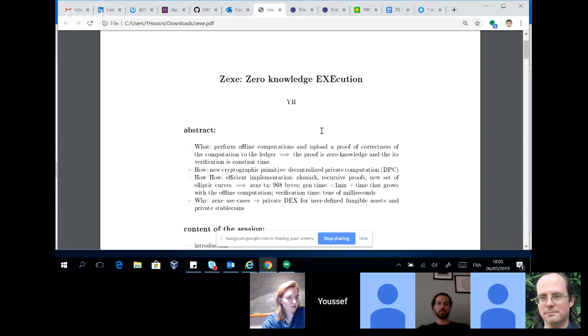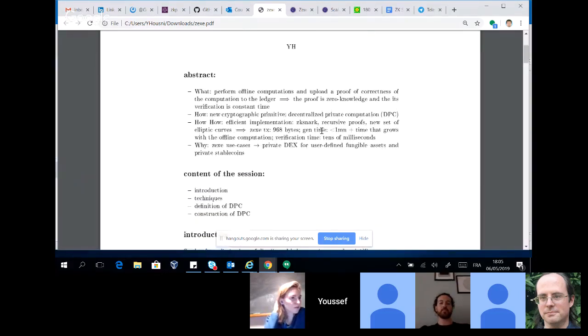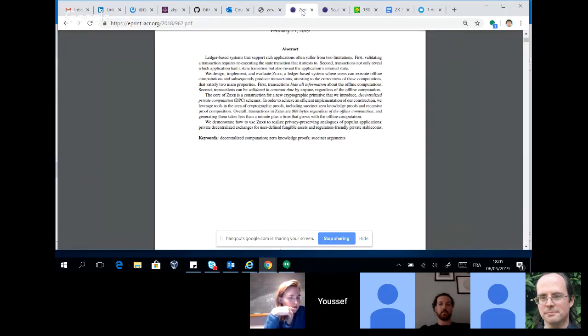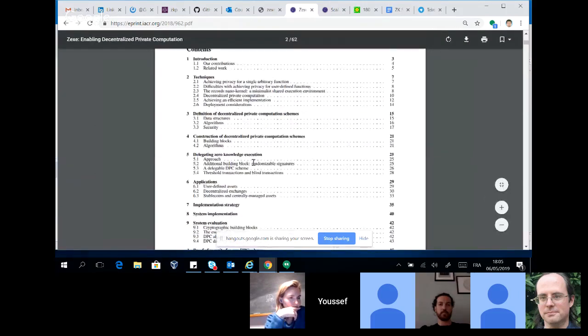And why they want to do this is that at the end of the paper they come up with some use cases where they can apply ZEXE. For example, private decentralized exchanges for user-defined fungible assets and private, regulation-friendly stablecoins. So the content of this session with respect to the paper will be the introduction, techniques and definitions of DPC, and construction of DPC as in the paper.